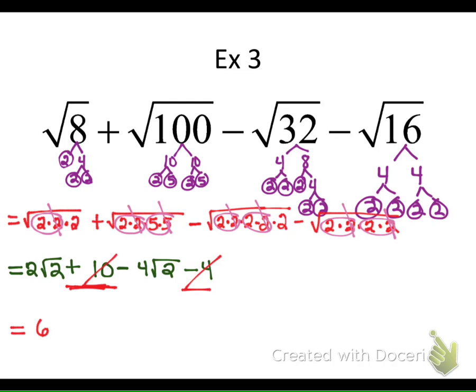Negative 2. Good. So negative 2. And what's my radicand? It stays the same. Yeah, 2. That's your answer.